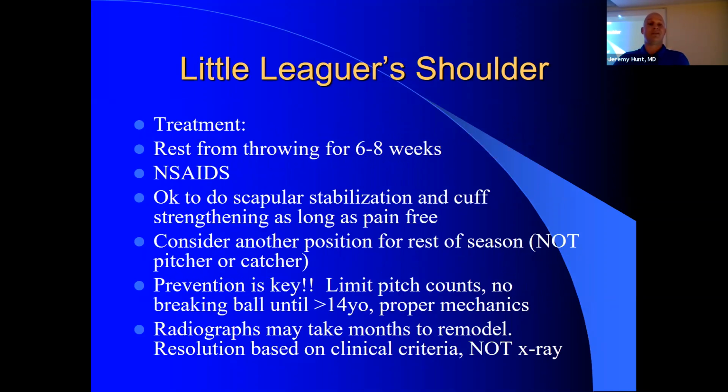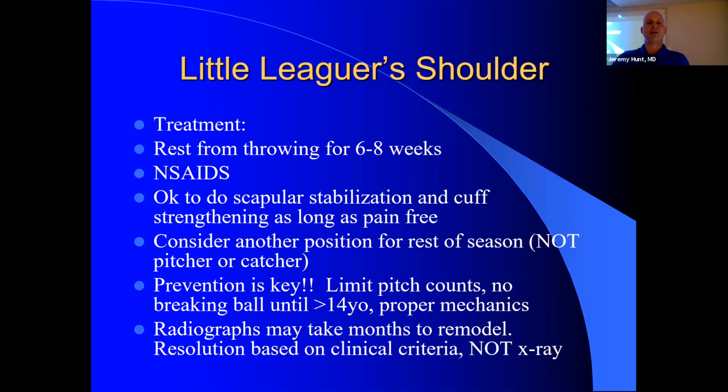So the treatment's simple. You just rest from throwing. Unfortunately, it takes a while, and most of the time the kids that have this issue love baseball. They're throwing all the time, throwing in the backyard with their dad, maybe playing in a couple different leagues. And so it's really hard to shut them down. Get them on some NSAIDs, do some scapular stabilization exercises and core stuff, and work on everything else around the shoulder, but just let the shoulder rest and chill out.